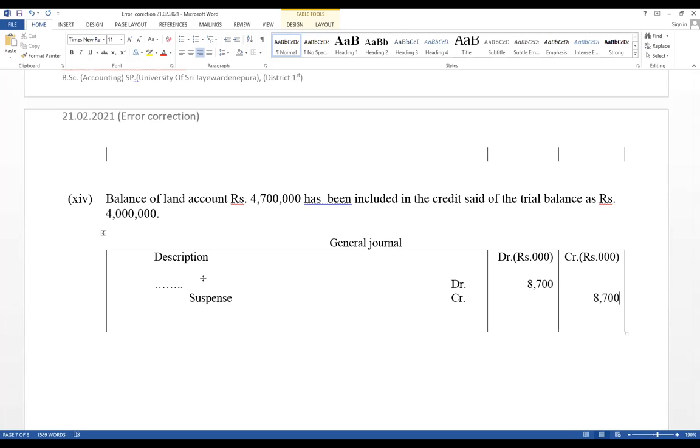Those are called errors that are detected from trial balance. Therefore, error correction in accounting, we are going to provide information. Definitely there is an error paper available. Reason, errors occur normally.